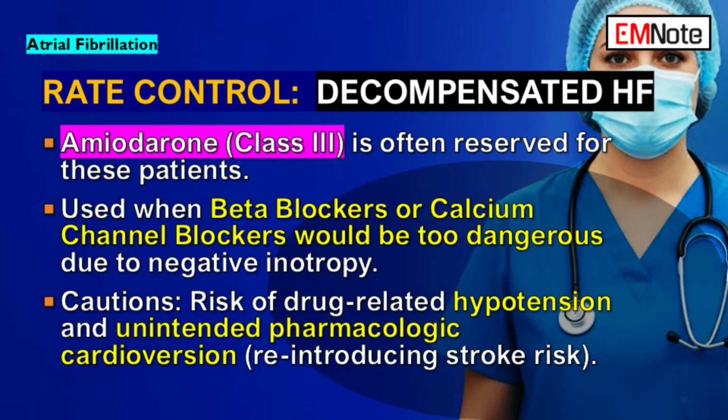What about the patient with decompensated heart failure, severely reduced ejection fraction? We have to be really careful there. When is a class 3, like amiodarone, considered for rate control? Amiodarone is often reserved for those patients, the ones with decompensated heart failure where a beta blocker or calcium channel blocker would just be too dangerous because of the negative inotropy. And the risk with amiodarone? The main cautions are drug-related hypotension and the possibility of unintended pharmacologic cardioversion, which brings us right back to that 48-hour rule and stroke risk.